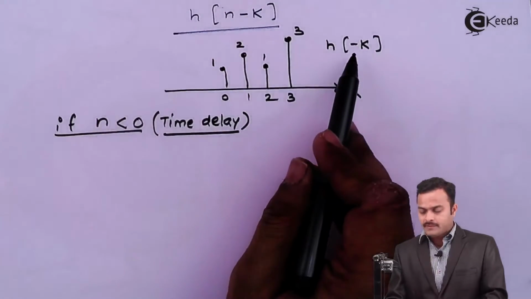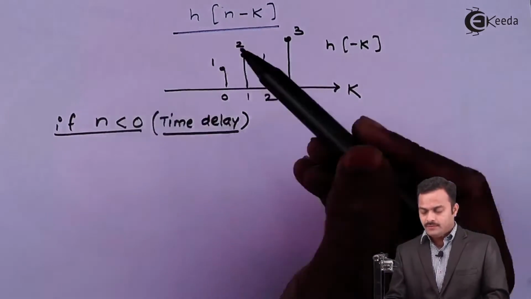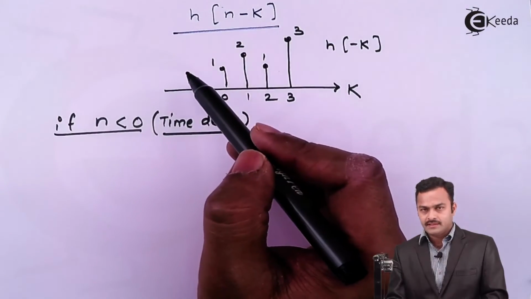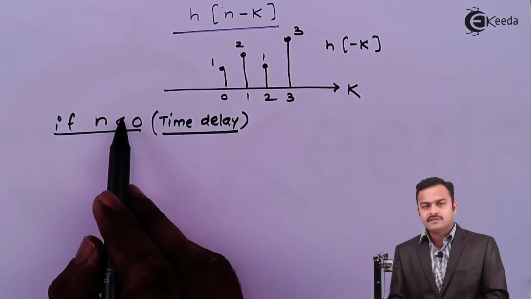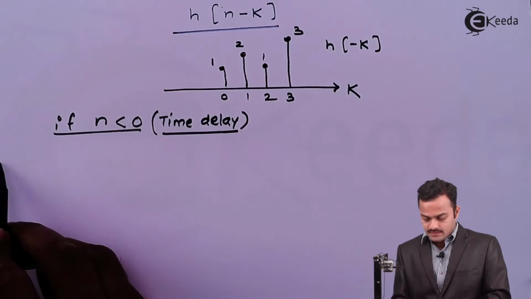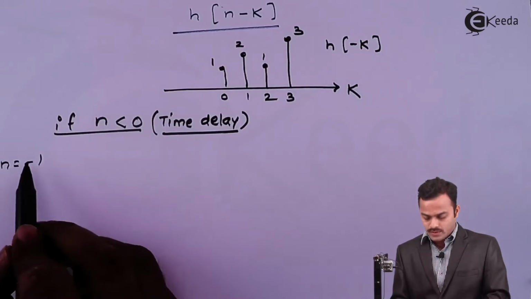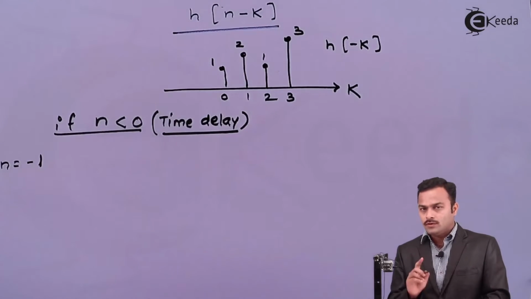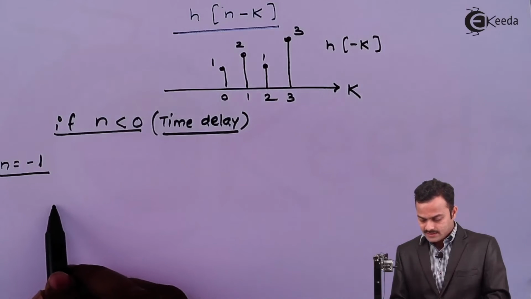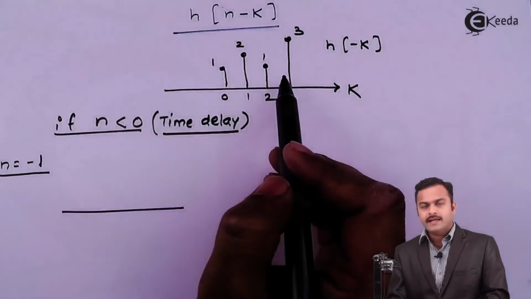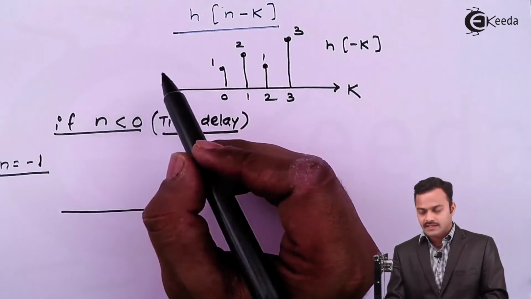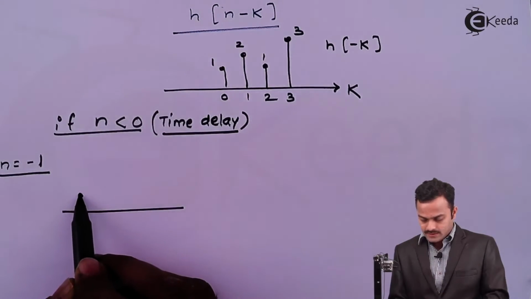Now in case of a time reverse signal, the time delay will be towards the left-hand side, or towards minus infinity. So if I want to shift this by the amount n, where n is less than 0, let's take n as minus 1, because we have to shift it by only one instant at a time. If n is minus 1, I will get a signal shifted by 1 unit towards the left-hand side, towards minus infinity. So I will get a signal like this.